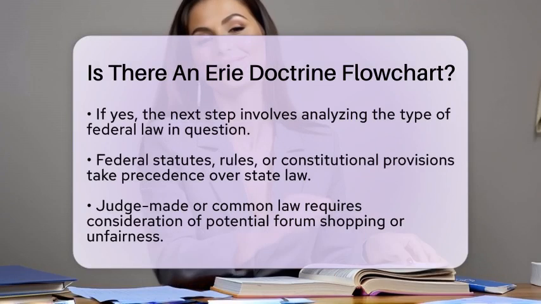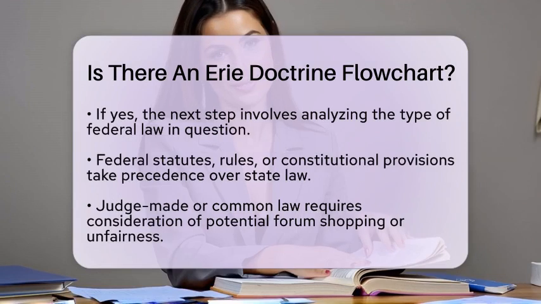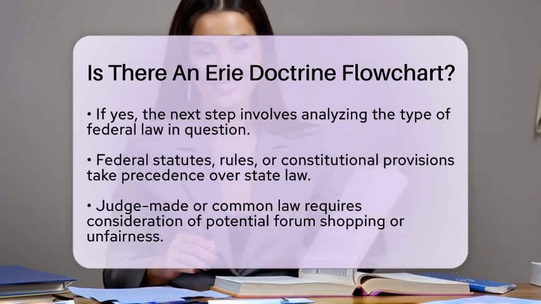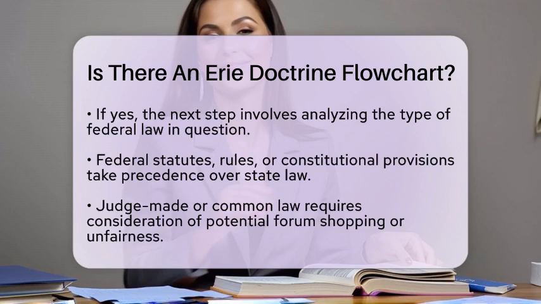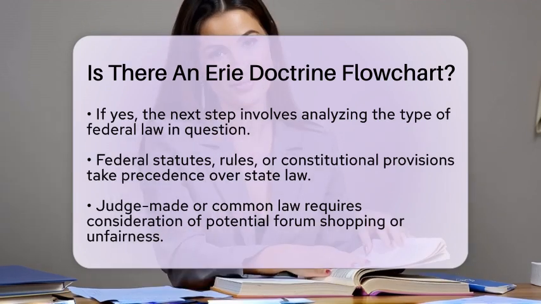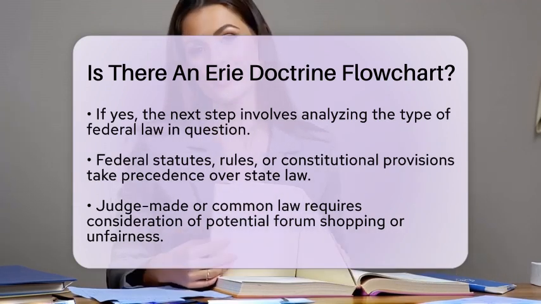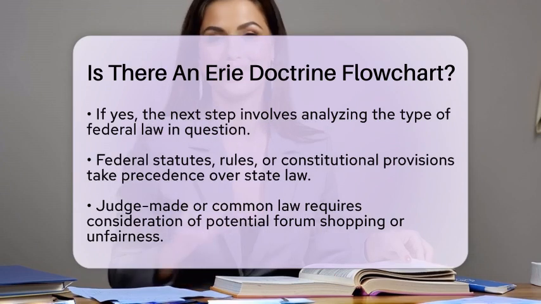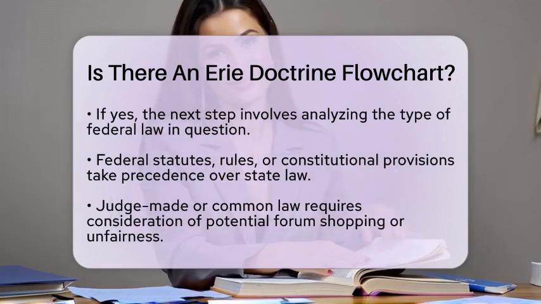If the federal law is based on a federal statute, rule, or constitutional provision, then federal law takes precedence. However, if the federal law is judge-made or common law, the flowchart prompts you to consider whether applying federal law might lead to forum shopping or unfairness. If it does, then state law should be applied. If not, the court will weigh the interests of both federal and state laws before making a decision.